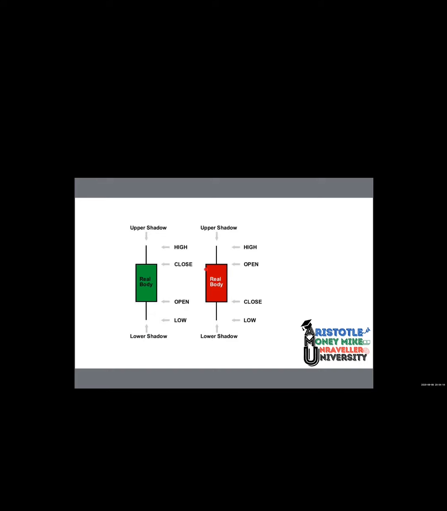So this is how you tell whether a candlestick is bearish. The close must be lower than the opening price. If I was to look at this, it opened here, went as high as here, went as low as here, and closed here. So that is how you tell whether it's a red or green candlestick. If it's a green candlestick, then the close will be higher than the open. If it's a red candlestick, then the close will be lower than the open.